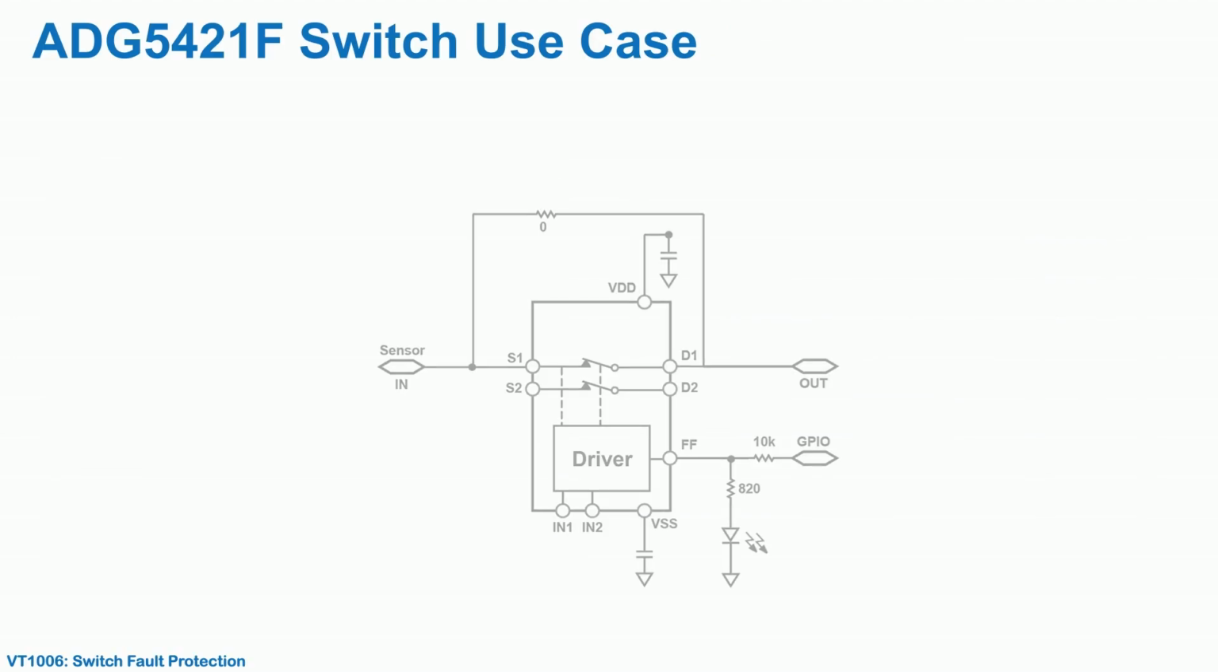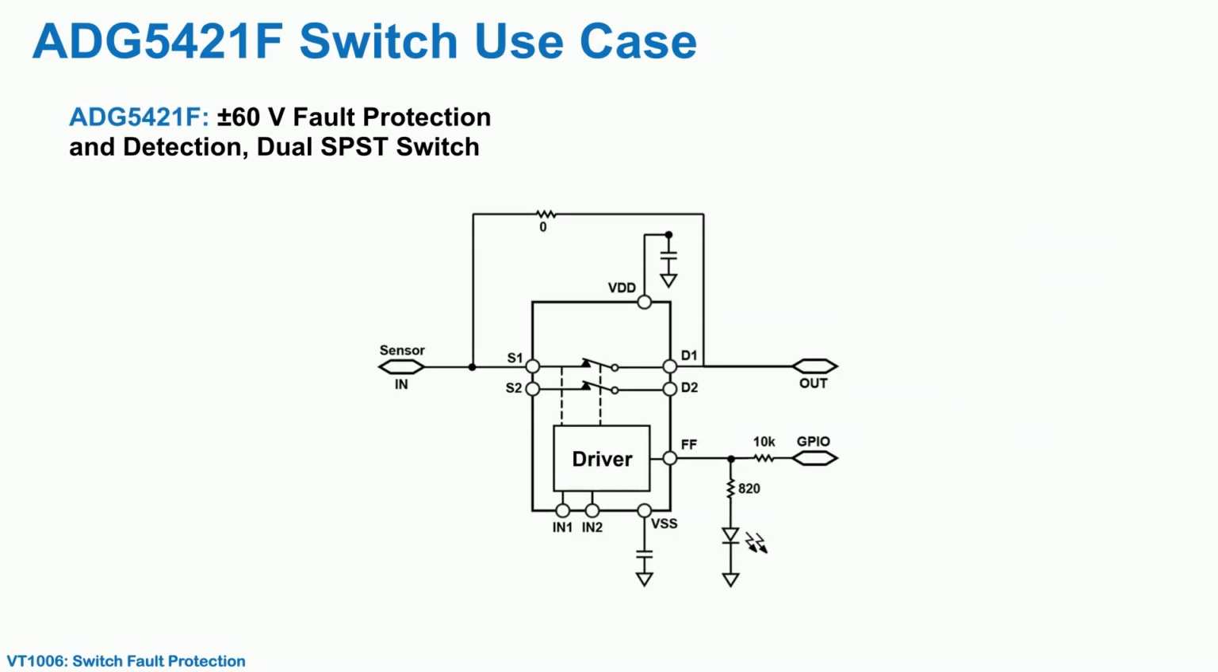This is an example of an overvoltage protection switch called the ADG5421F. It is a dual SPST switch. The diagram shows the part configured for use in our example signal chain. It protects against overvoltage events from the sensor input. AC decoupling capacitors are needed on VDD and VSS to keep distortion low and maximize the power supply rejection ratio. The fault flag, FF, digital output pin, is connected to an LED and a microprocessor, so that an overvoltage event can be recorded and data can be ignored as needed.